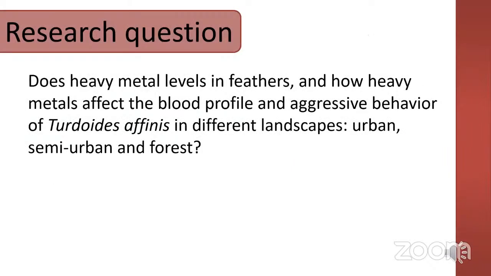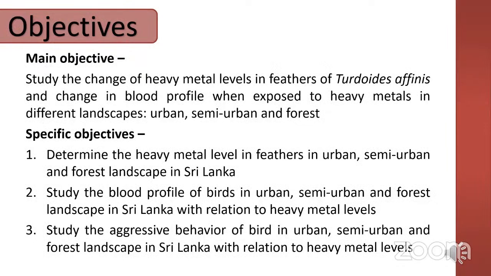So our research question was whether there is an effect on feathers, blood profile, or aggressive behavior of birds residing in different landscapes selected based on the levels of urbanization. In order to find an answer to our research question, we carried out experiments around three specific objectives. Firstly, to determine the levels of heavy metals in feathers. Next was to study the blood profile of birds in relation to heavy metals from the three landscapes, and also to study the aggressive behavior of birds in relation to heavy metals from the three landscapes.